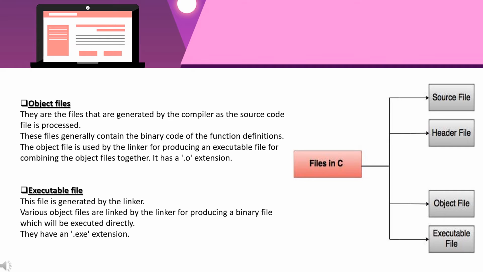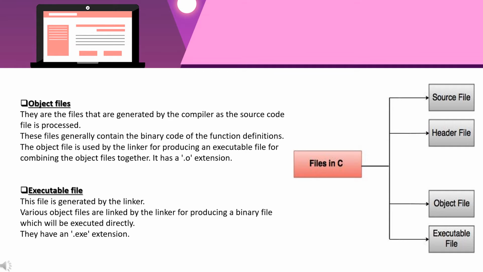Now C files have two more kinds of files, which are object files and executable files. The object files are the files that are generated by the compiler as the source code file is processed. These files generally contain the binary code of the function definitions. The object file is used by the linker for producing an executable file by combining the object files together. It has a .o extension.